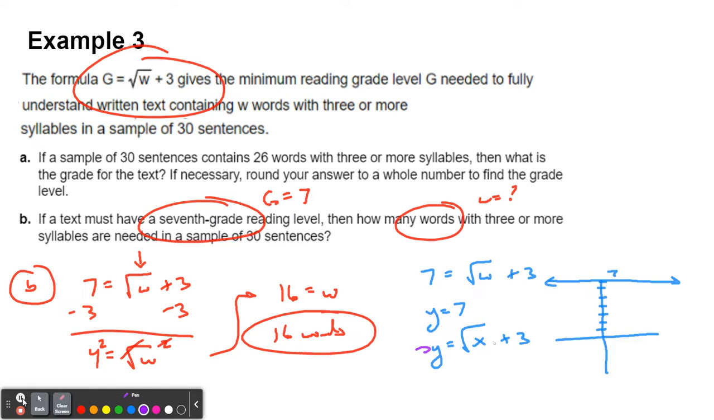So for the square root, right, this means we're going to shift up 3. So instead of being at 0, 0, our starting point is going to be at 0, 3. So we're going to go up 3, 1, 2, 3, and then draw our curve. And again, somewhere out here, they're going to intersect, and we're going to find that point. So I'm going to do this in Desmos now.